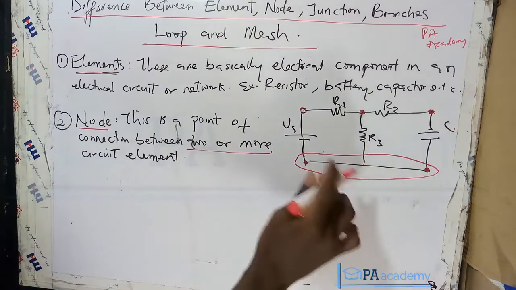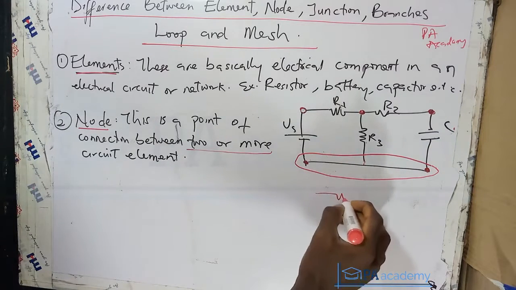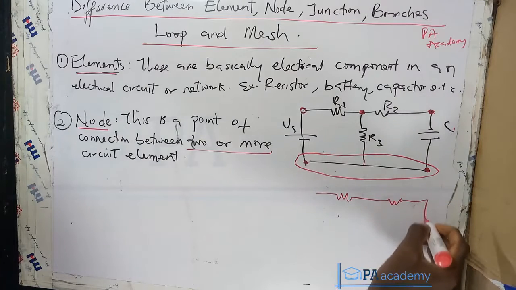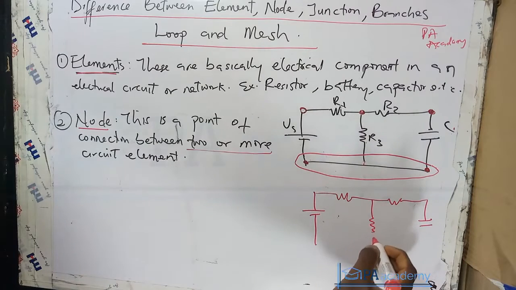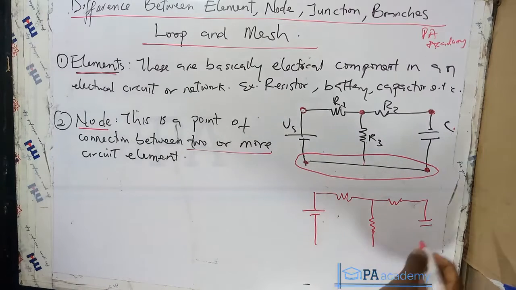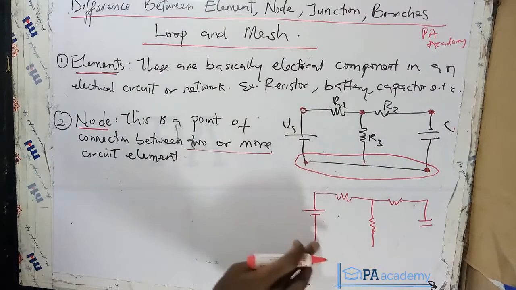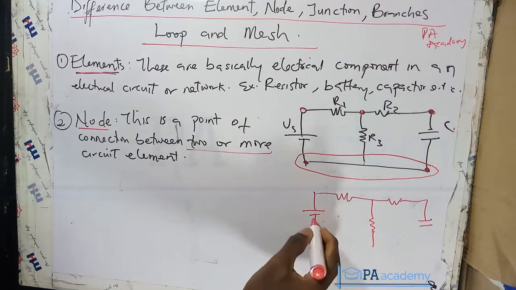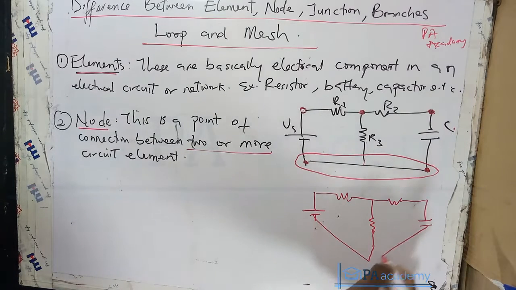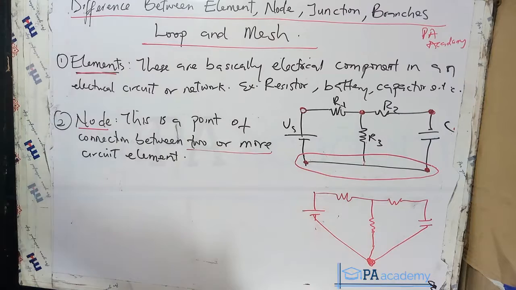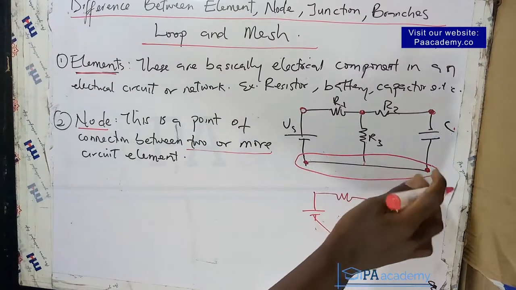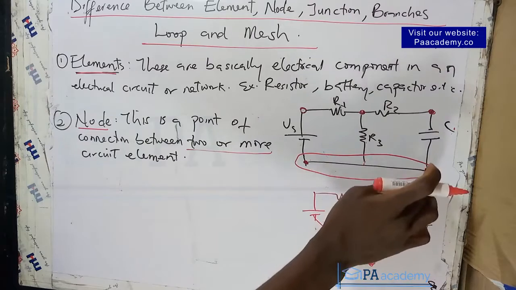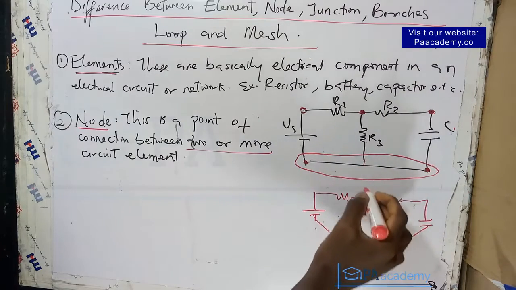If we are to redraw this diagram, we can also have it like this. Here this will be our voltage source. And then here we have. Now instead of coming like this, we can have everything coming to meet at this point. You can see there's no element here that we can call a node. So this entire point is one node, and this is another node.